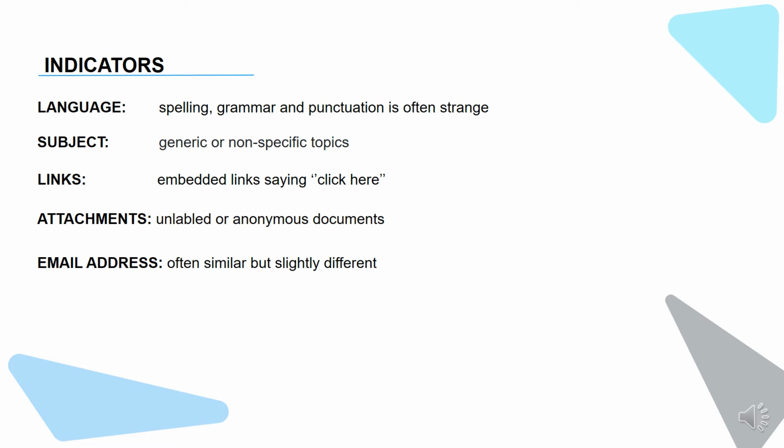Indicators that you are a victim of one of these types of attack can be pretty straightforward. The language used in the email or message can be strange or unfamiliar, or have bad grammar and punctuation. The subject line can be generic or non-specific, and they frequently have links or attachments that are unexplained or very anonymous. Another good indicator is to always check the email address where you've received the email from. Is it actually the correct address or something slightly different?